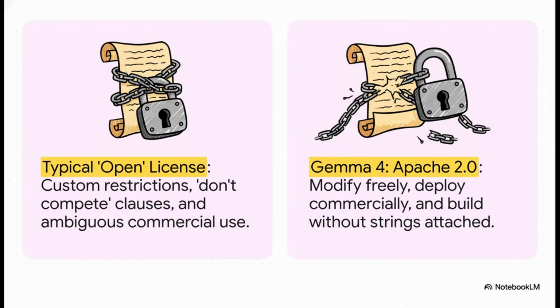For years, we've had these so-called open models, right? But they came with all these weird custom licenses full of restrictions and clauses that basically said, hey, play with this, but don't you dare compete with us. Gemma 4 is different. It ships under a true Apache 2.0 license. And what that means for you is for the first time with a major Google model, you can take it, you can modify it, you can fine-tune it, and you can build a business on it with absolutely zero strings attached. That is a massive shift in the landscape.